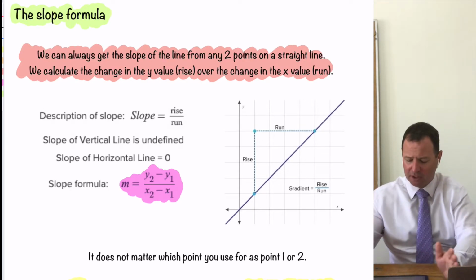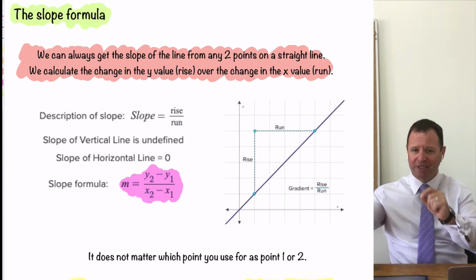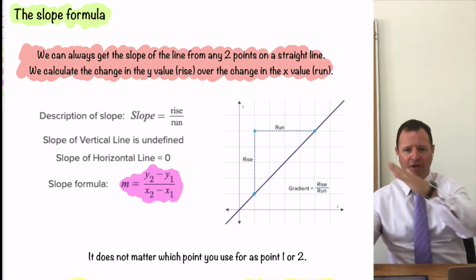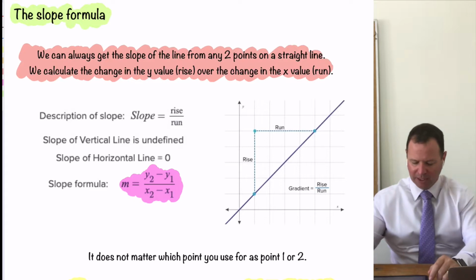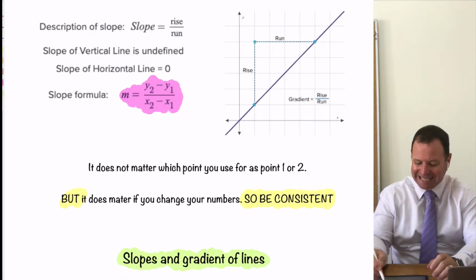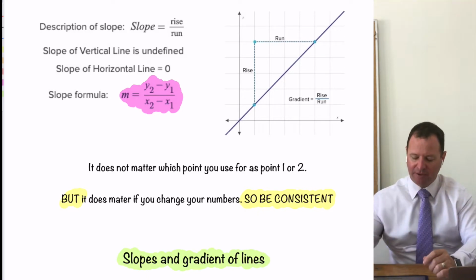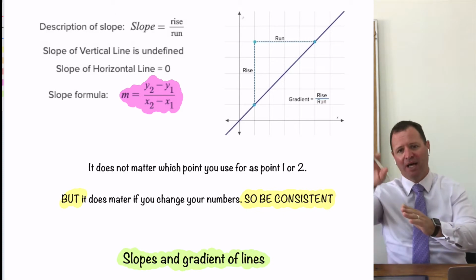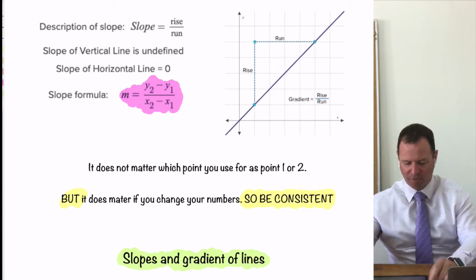We can always find the slope from the line. All I need is 2 points, okay? Therefore, using some information from those 2 points, I can find out how steep that line is, or how steep it is going the other way as well, okay? So the description of the slope, which we have touched on earlier on in the year, is that it's this rise, how far you're going up over how far you've gone along, okay? So it's that rise over the run.